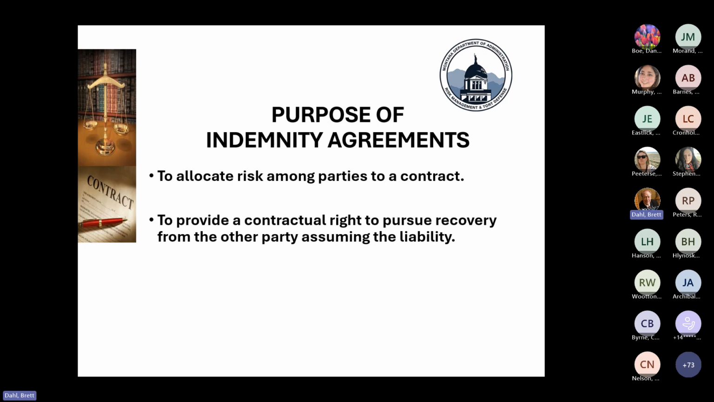It's an important question. So indemnity agreements allocate risk among parties to a contract, and secondly, the other purpose is to provide a contractual right to pursue recovery from the other party assuming the liability. So if your independent contractors make bad decisions or go a different direction outside of your contract, and there are damages, tort claims or claims for personal injury or property damage, we want to make sure we have a contractual right to recover from them and their insurance if they're liable.